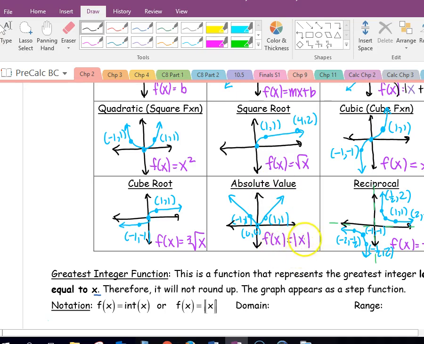Absolute value function, we've already seen this one quite a bit. We know that it looks like a V, again, vertex at 0, 0, and we'll have points at 1, 1 and negative 1, 1, because the absolute value of negative 1 is still a positive 1.